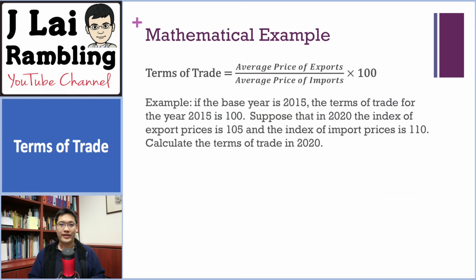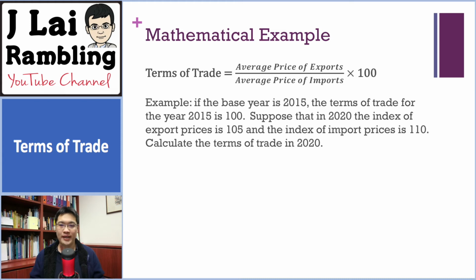Let's look at a mathematical example. The terms of trade equation is given here, and here the base year is 2015. And the terms of trade for the year 2015 is 100. This is where we're starting from. Suppose that in 2020, the index for export prices is 105, and the index of import prices is 110. Calculate the terms of trade in 2020.